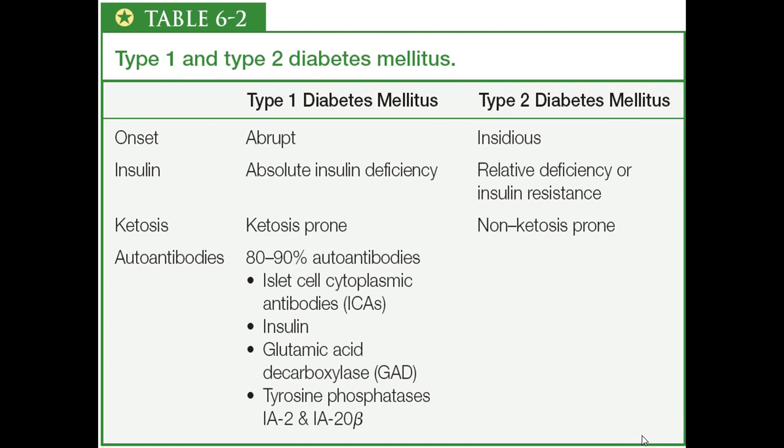This is one of them. It's got a pretty good outline of distinguishing between type 1 and type 2. Usually type 1 is very abrupt, and they get really sick really fast.